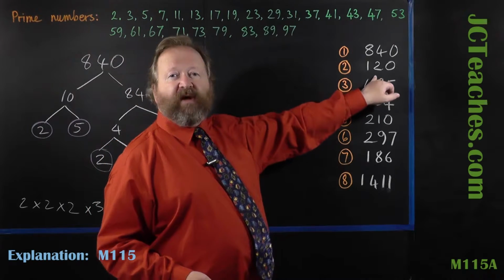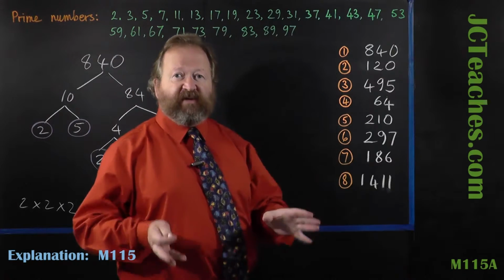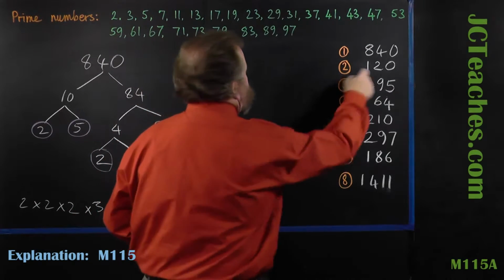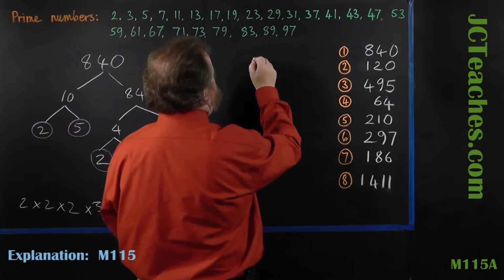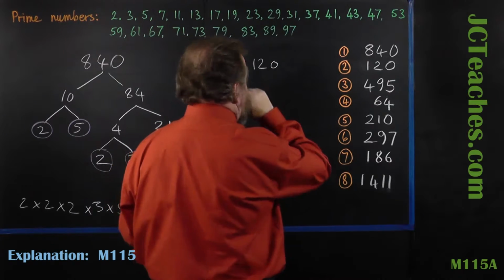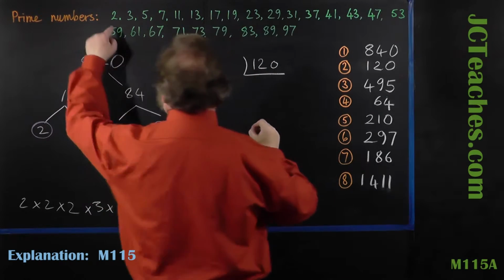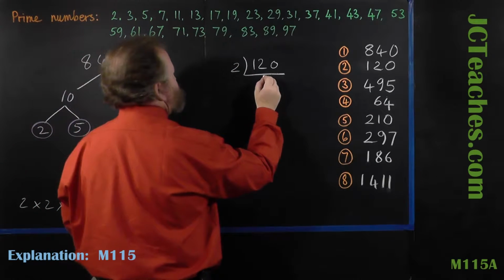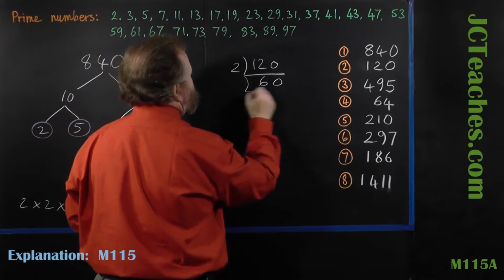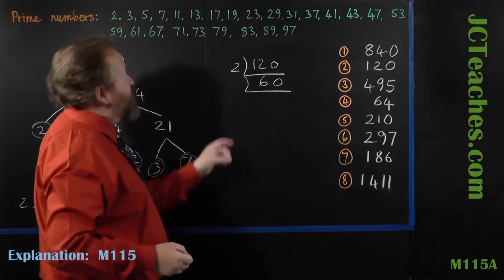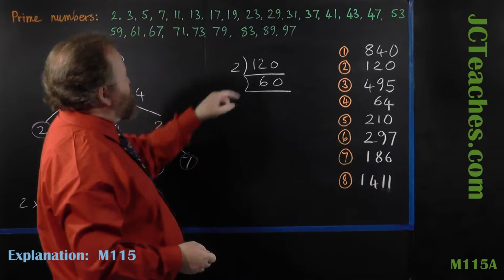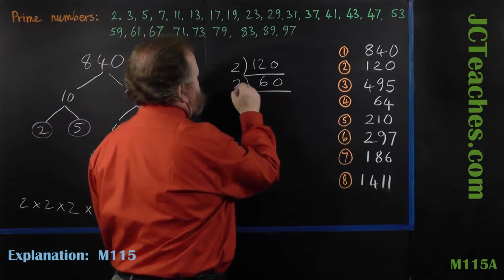The next one I'm going to do by the slightly different method where we divide by each prime number as we go. So let's put 120 up here. And let's divide that. Firstly, does 2 go into 120? Certainly it does. 60. And I divide that one. And what I do, of course, is I try 2 again. Does 2 go into 60? Yes, indeed it does. 30.